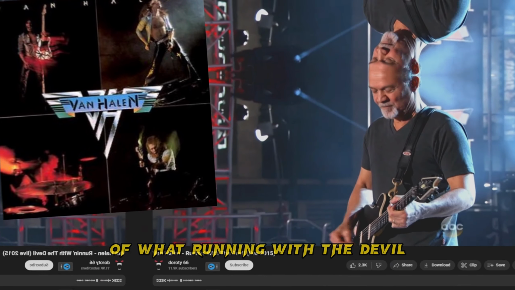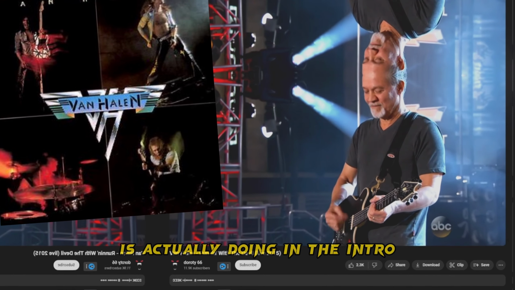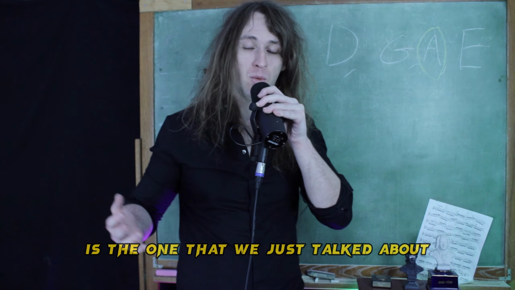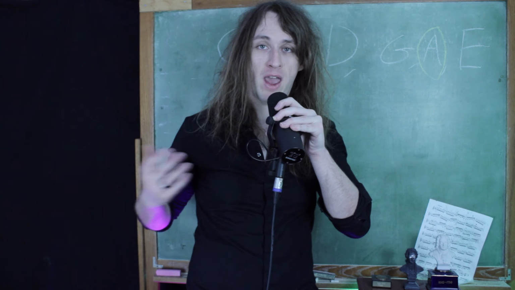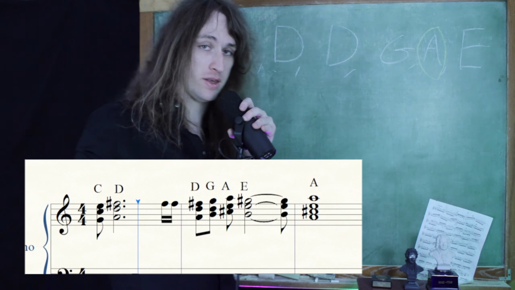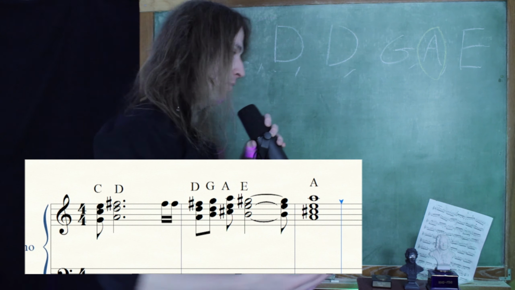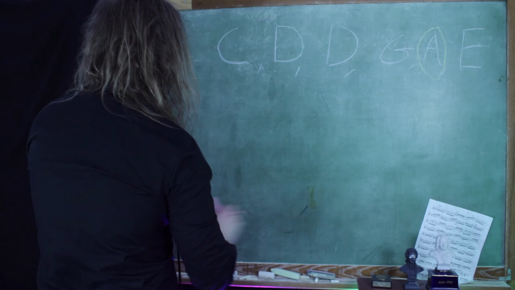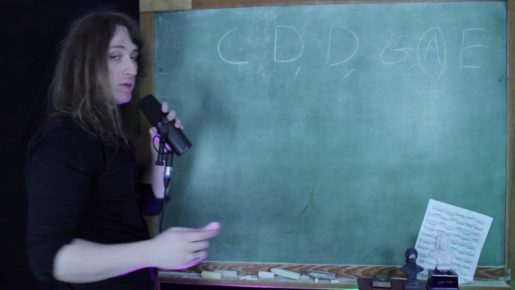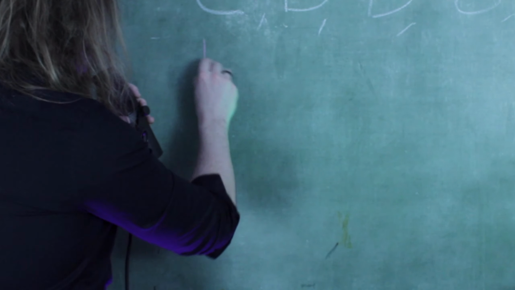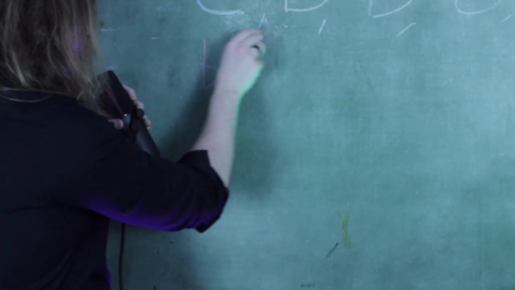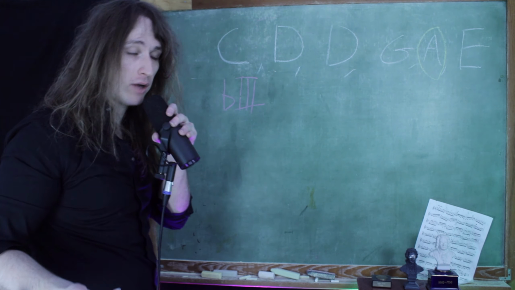But we're going to go over 3 different possibilities of what Runnin' with the Devil is actually doing in the intro. The first possibility is the one that we just talked about, where we're in the key of A major. The E chord is the dominant chord, which would be at the end of the progression, which can kind of make sense. We would just have to label certain things a little bit weird, because this would technically be considered a flat 3 chord, kind of like this.